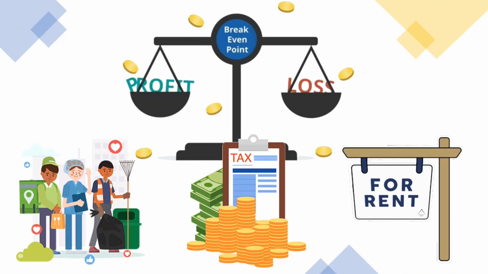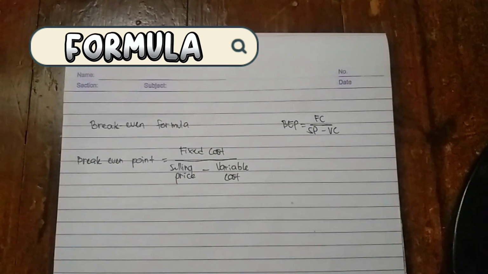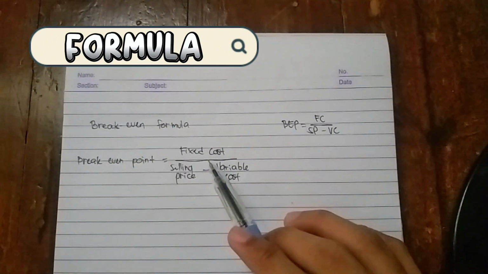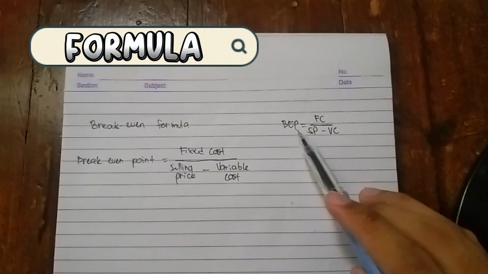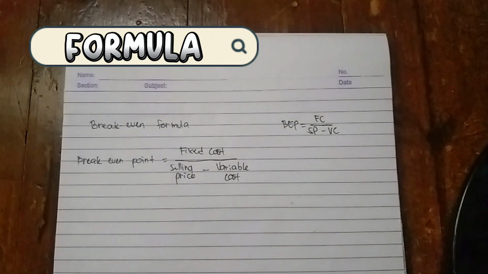The definition of break-even: Break-even is a point at which revenue and total cost are the same, meaning the business is making neither a profit nor a loss. This also informs the business of how many products it will need to sell to reach the break-even point. So this is our break-even formula. Break-even point equals fixed cost over selling price minus variable cost, or BEP equals FC over SP minus VC. Now you have our formula.